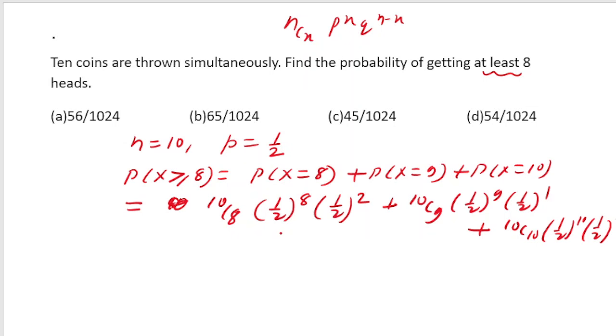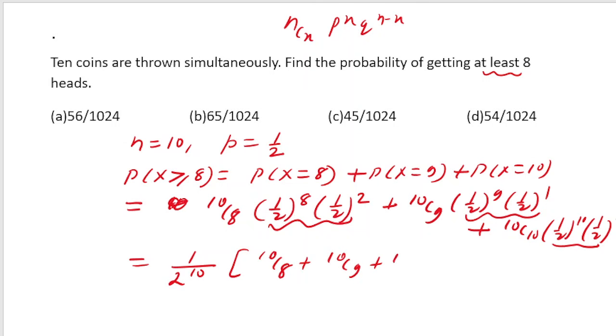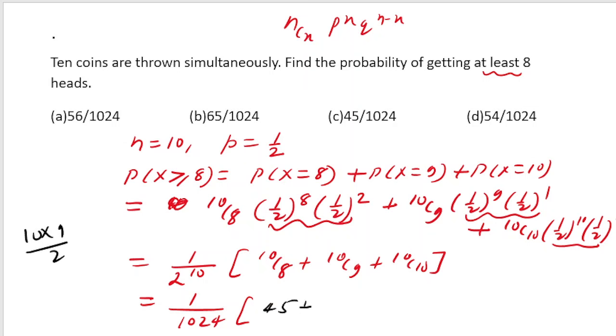So you see that 1 by 2 to the power 10 will be common in all of this. So I can take 1 by 2 to the power 10 common. 10C8 plus 10C9 plus 10C10. So 1 by 2 to the power 10 is 1 by 1024. How do you calculate 10C8? 10C8 is nothing but 10 into 9 by 2. So it is equal to 45. 10C9 is 9 and 10C10 is 1.